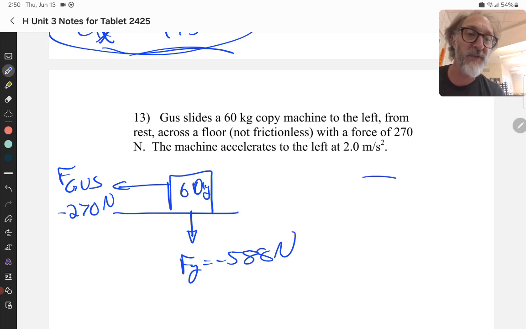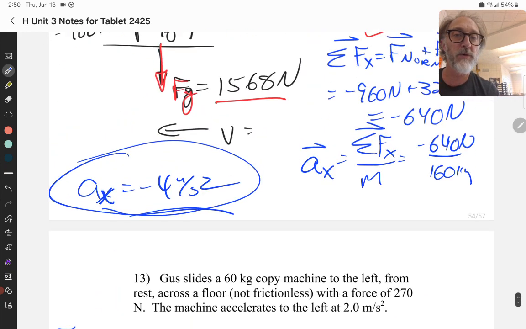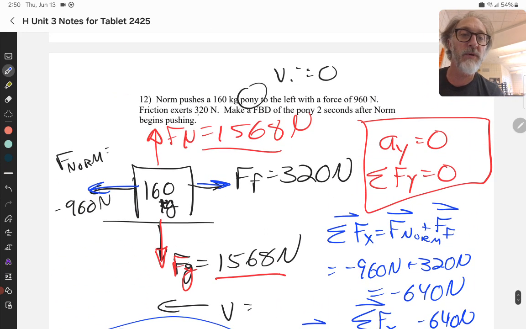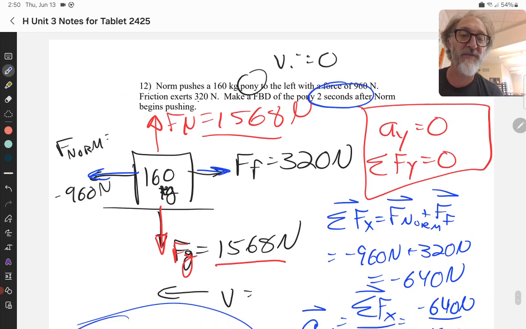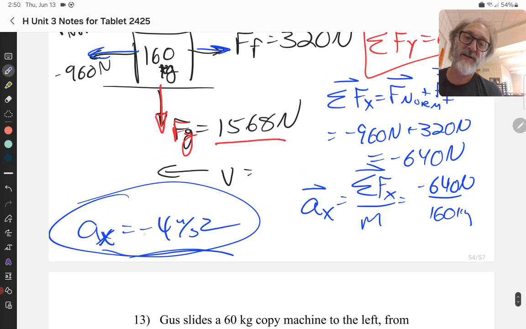It accelerates to the left at 2 meters per second squared. Oh, shoot. 2 seconds. I guess I could have found my final velocity, right? Here, the acceleration was negative 4, so after 2 seconds, the velocity is going to be negative 8 meters per second.